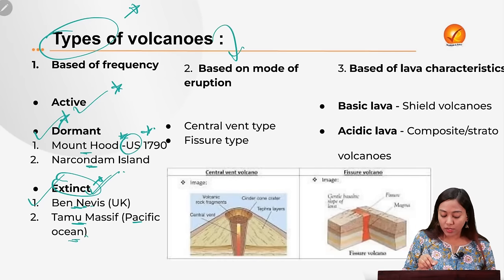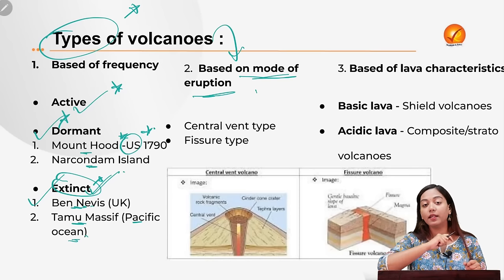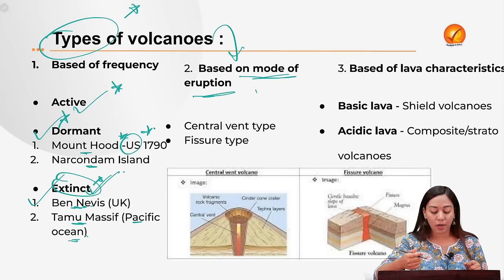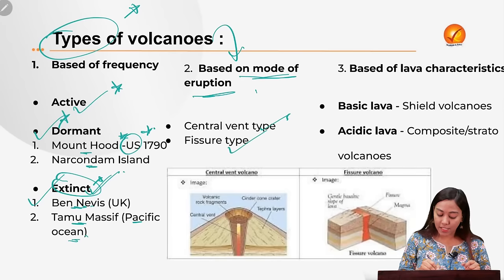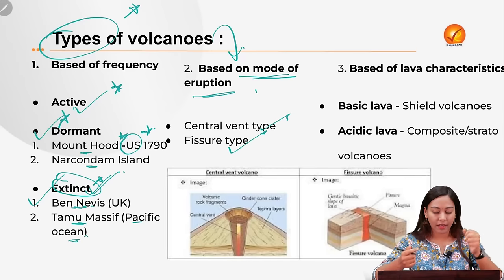Then the second mode is on the mode of eruption. From where is it coming out? Is it coming from a central vent leading to creation of conical structures or mountains? That would be central vent. And the second is fissure type, whether it is getting erupted from a crevasse, for example, Deccan Plateau.